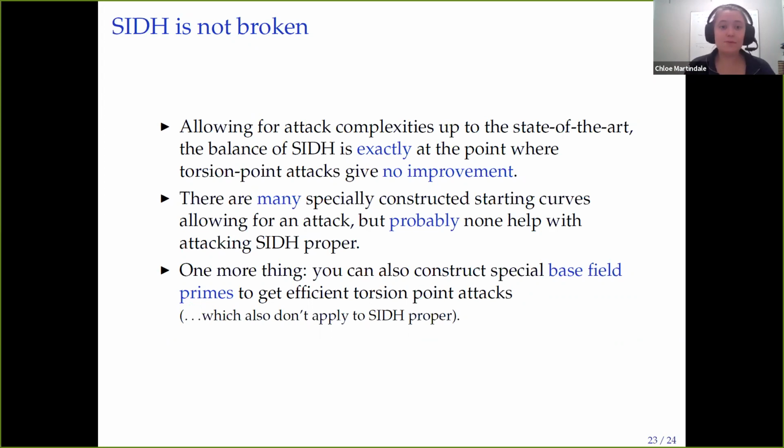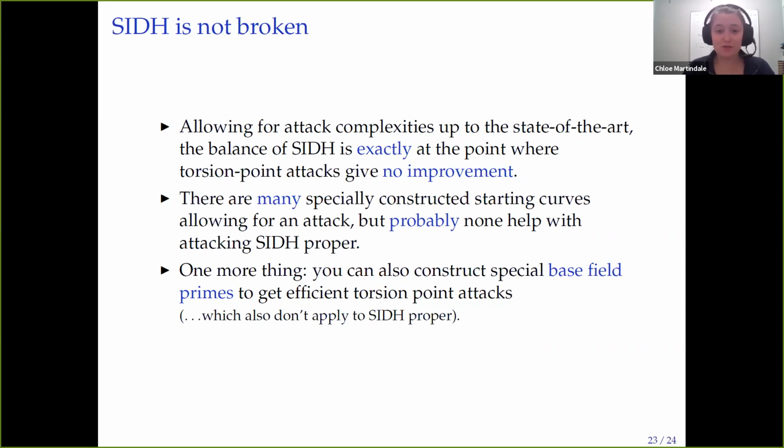This last slide that I just did was saying that there are many, it turns out, specially constructed starting curves allowing for an attack, but probably none of those help with attacking SIDH proper. There's a little bit of work to do to prove that that's true, but based on some conversations we had at a research workshop after ANTS, I'm fairly sure that that is true.